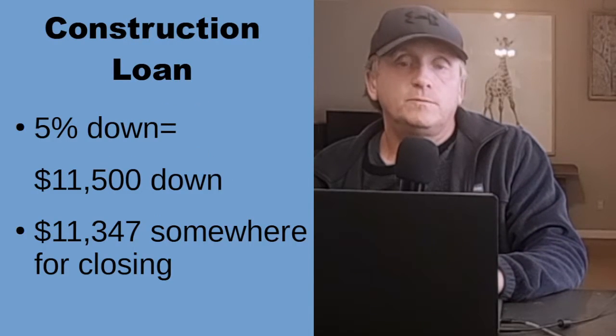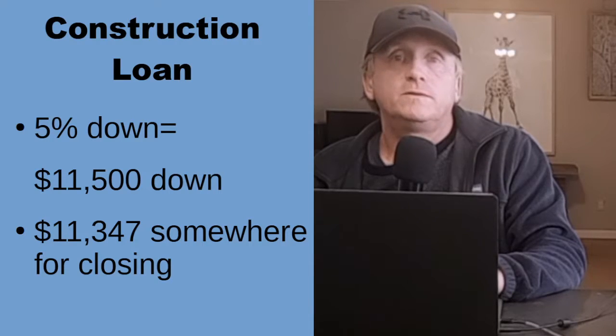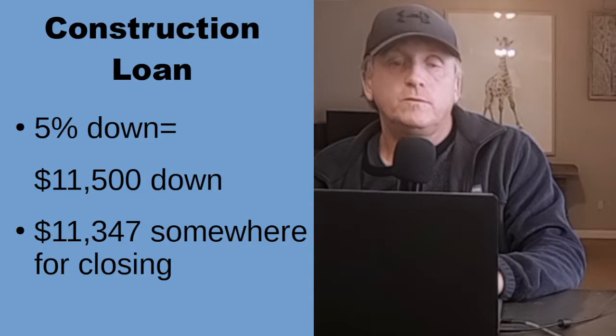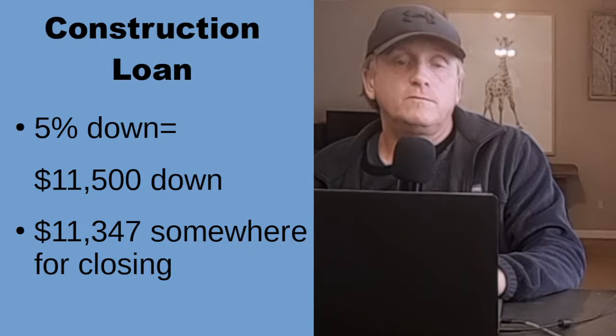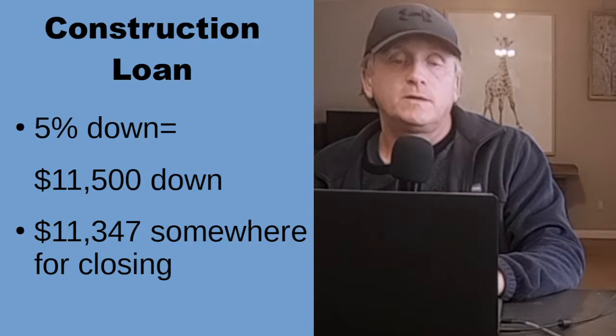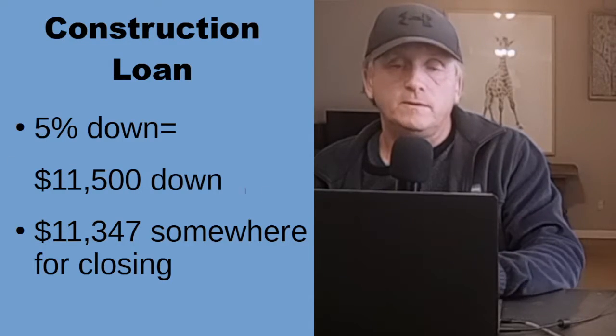So last year we applied for a construction loan. It was a conventional loan, 5% down. I think FHA is 3% down. So for a $240,000 loan, it was about $11,000 down and about $11,000 some change for closing costs.